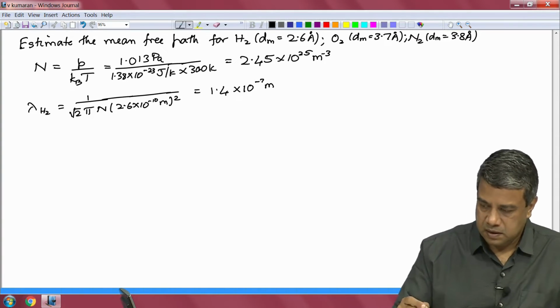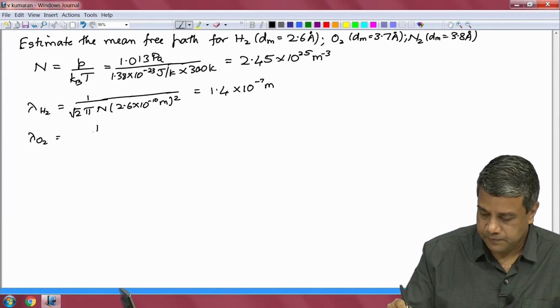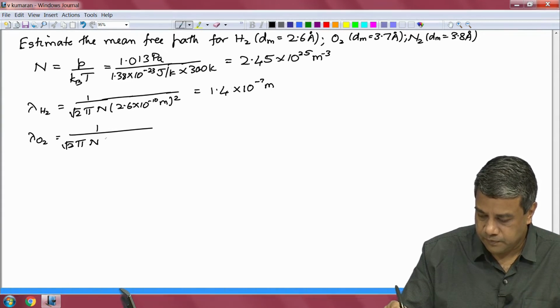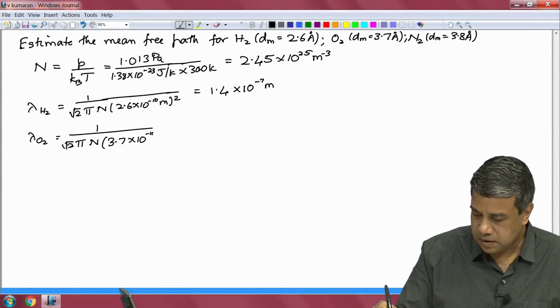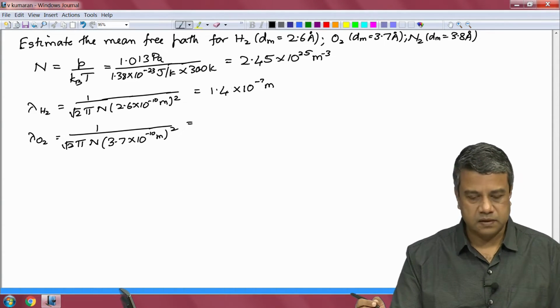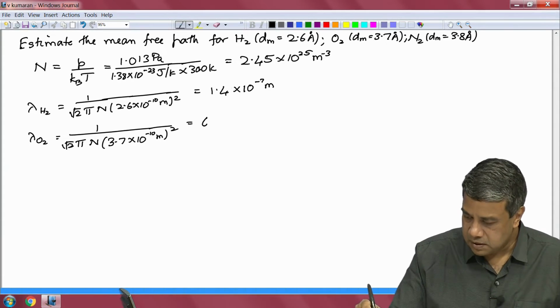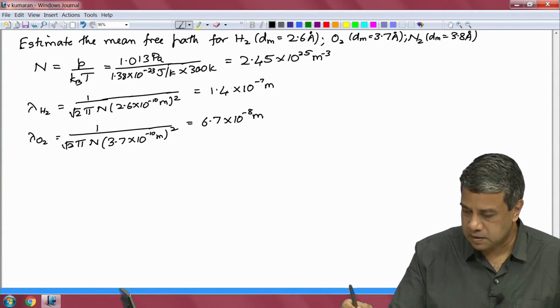The mean free path for oxygen is 1 by root 2 pi n into the diameter of oxygen, which is 3.7 into 10 power minus 10 meters, the whole square. If you just substitute the value of n here, you will get 6.7 into 10 power minus 8 meters.